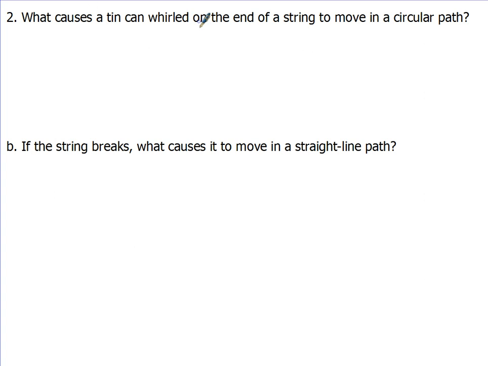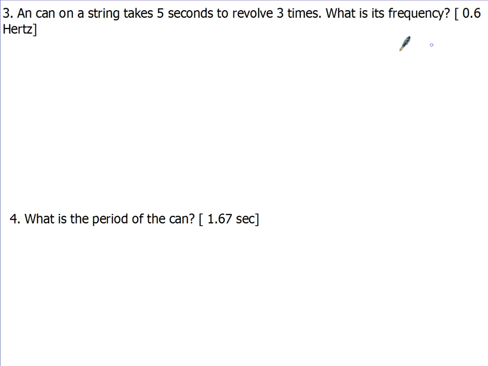What causes a tin can whirled on the end of a string to move in a circular path? Well, folks, it's a string. If it breaks, what causes it to move in a straight line path? Inertia. Inertia of the tin can. A can on a string takes 5 seconds to revolve 3 times. What's its frequency? Okay, 5 seconds. This is your total time.